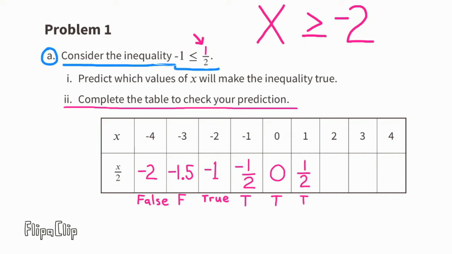Let's do 1. 1 divided by 2 is 1/2, and negative 1 is less than or equal to 1/2, so this is true. Let's do 2. 2 divided by 2 is 1, and negative 1 is less than or equal to 1, so this is true. Let's do 3. 3 divided by 2 is 1.5, and negative 1 is less than or equal to 1.5, so this is true. And finally, let's do 4. 4 divided by 2 is 2, and negative 1 is less than or equal to 2, so this is true.